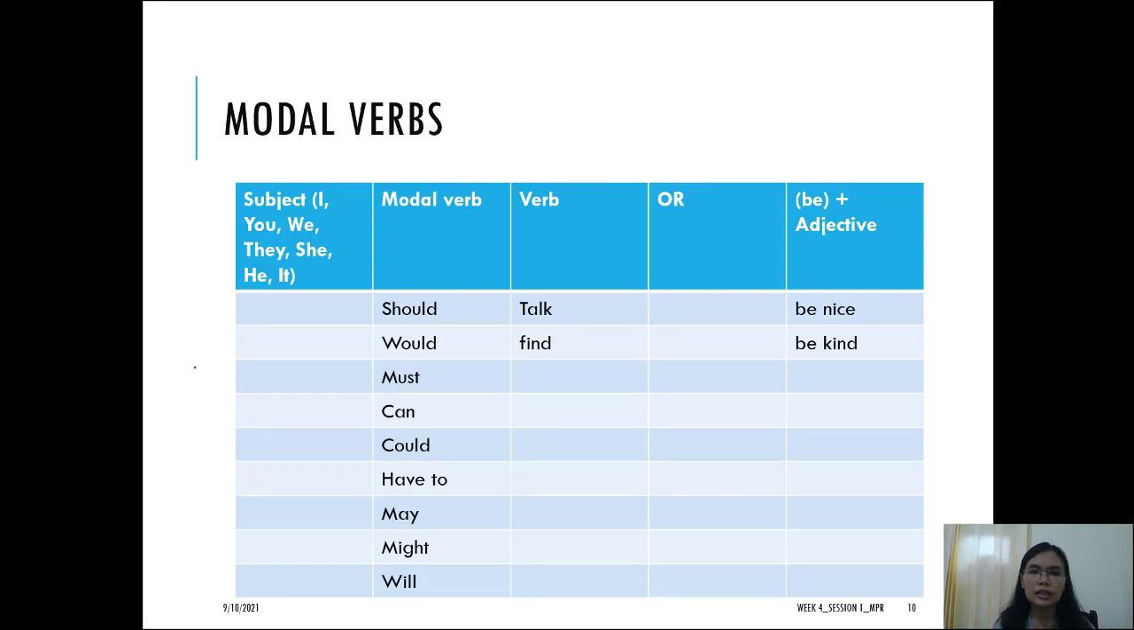So these are the modal verbs: should, would, must, can, could, have to, may, might, etc. And if the modal is not followed by a verb, then you put be plus the adjective.